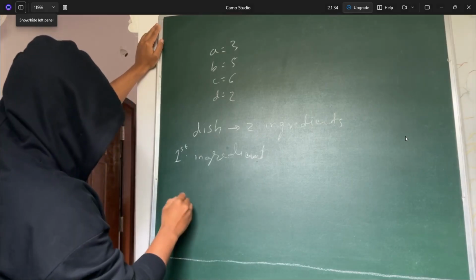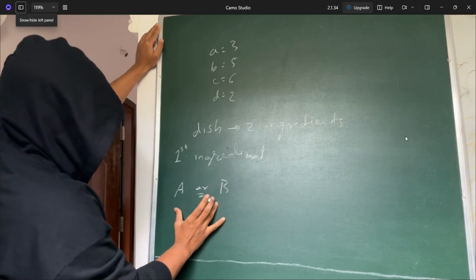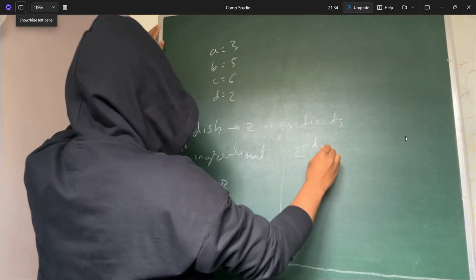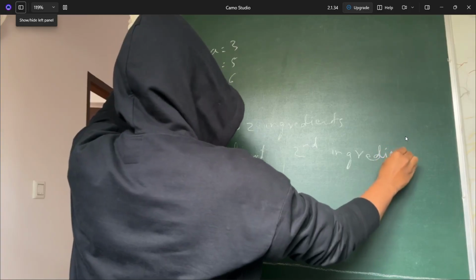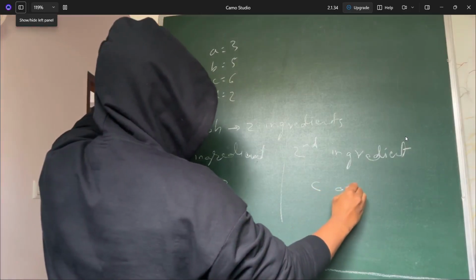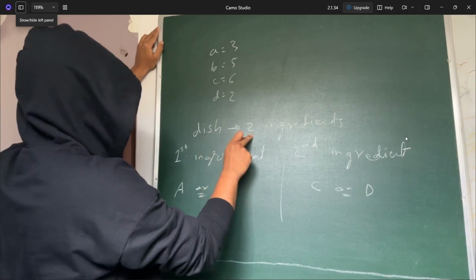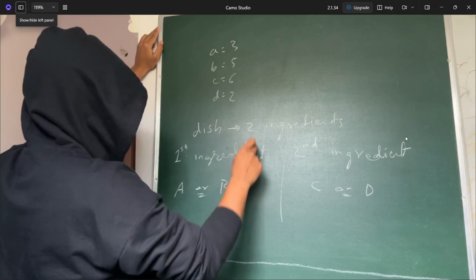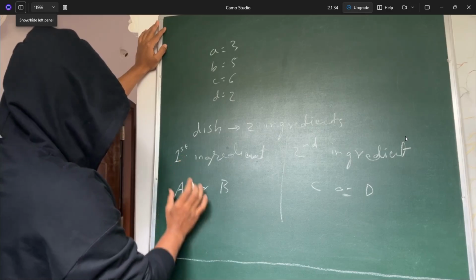will either be A or B. You cannot take the first ingredient as C. Got it? That's what they're saying. And for the second ingredient, you will have to choose either C or D, because we want to prepare a dish. To prepare a dish, you will have to choose two ingredients, and for the first ingredient, you are choosing only A or B.